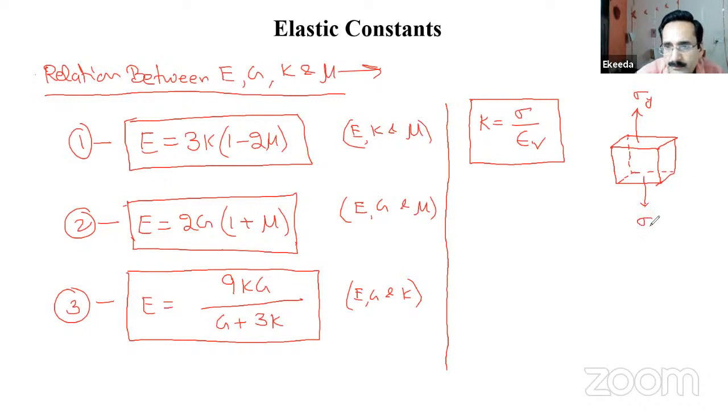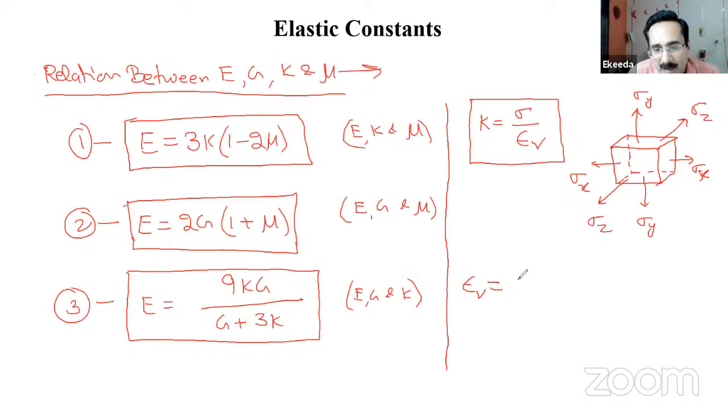Sigma y is there. In x direction, suppose sigma x is there. And in z direction, suppose sigma z is there. Okay. So how to find out volumetric strain? I am writing the formula directly, although in the theory lecture this is totally derived, right? So we have derived this formula.